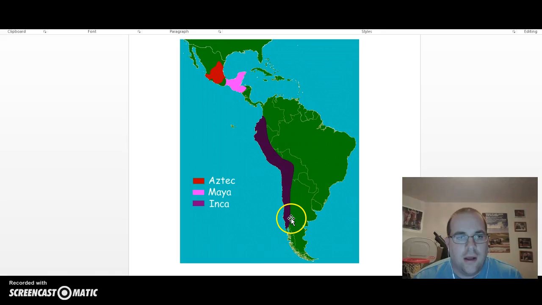You can see the one with the biggest contribution in terms of length would definitely be the Incan, but both other Native American civilizations obviously made serious contributions to the area where they were located. So I just want you guys to take a look at that, reflect on it for 2 or 3 minutes, and then I would go on to the next thing.